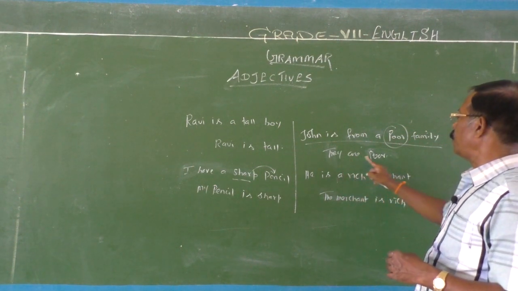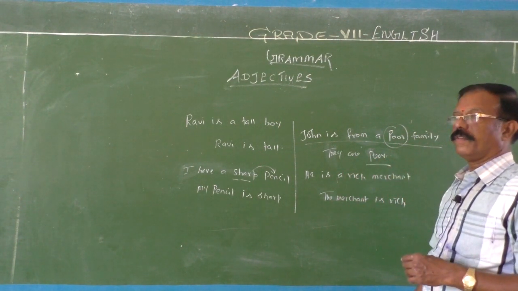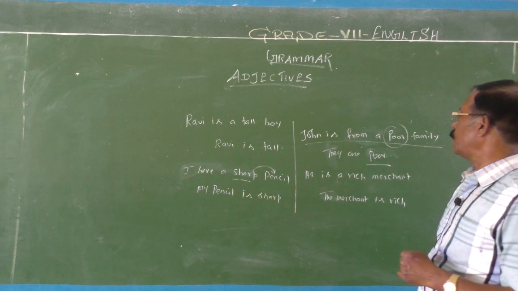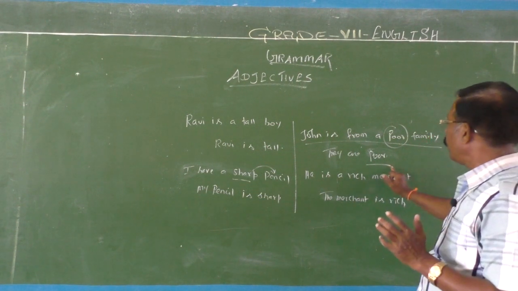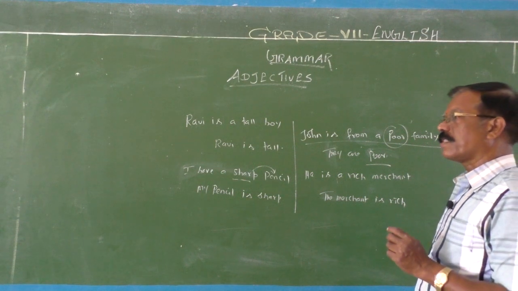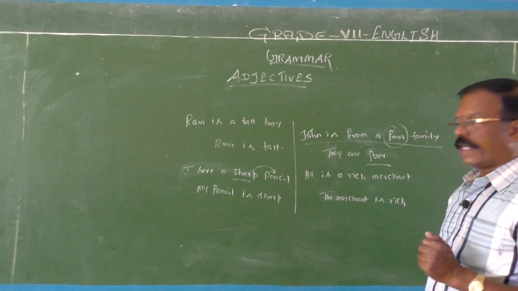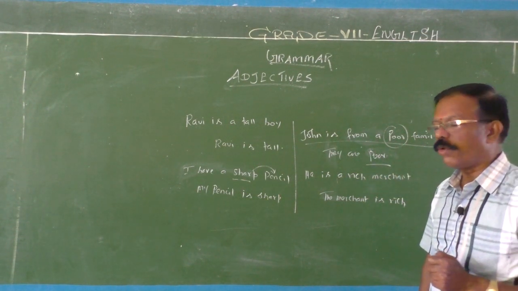But see, in the next sentence they are poor. See, it ends with an adjective. The sentence ends with an adjective, poor, but it describes the entire sentence. Therefore it is used as a predicative adjective, but here it is used as an attributive adjective.